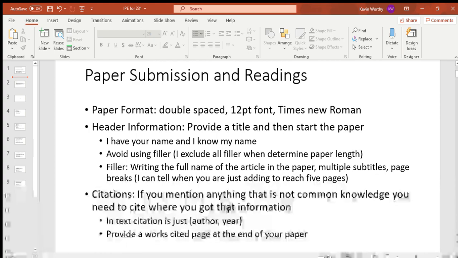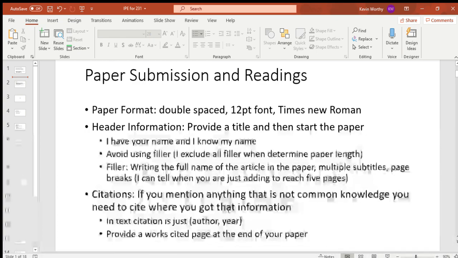The problem with filler is that when I see it, you're just adding material to extend the length, but what it doesn't do is provide information, which actually damages your grade, right? So I know when I'm seeing filler and I pull that out, right? I'm like, okay, this is just filler.